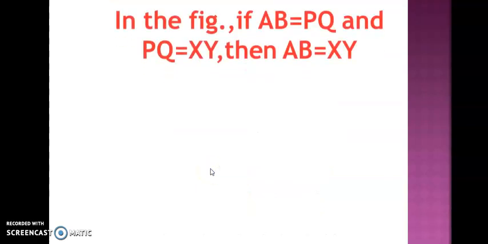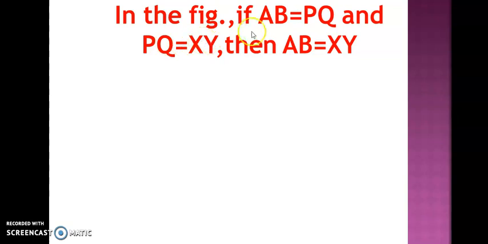What is that? Yes, in the figure, if AB is equal to PQ and PQ is equal to XY, then AB is equal to XY. Yes, in the figure, here it is. Here AB is a line segment and that is equal to the line segment PQ. They have given that. And also this PQ is equal to the line segment XY.